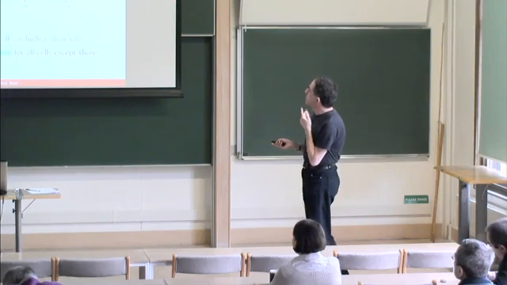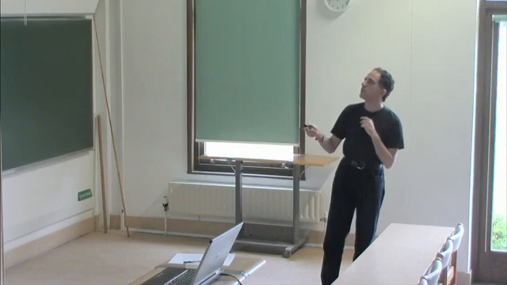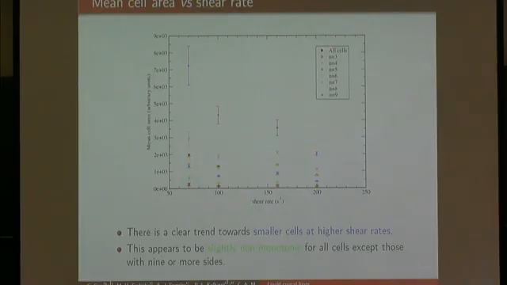Mean cell area size versus shear rate, and this is just quantifying what I told you before. What you saw in those pictures is that the faster you shear, the smaller your bubbles, and this is true for bubbles of all numbers of sides and also for the mean area of all bubbles. That's the black dots. So there's a clear trend towards smaller cells at higher shear rates, which might be slightly non-monotonic. Might.